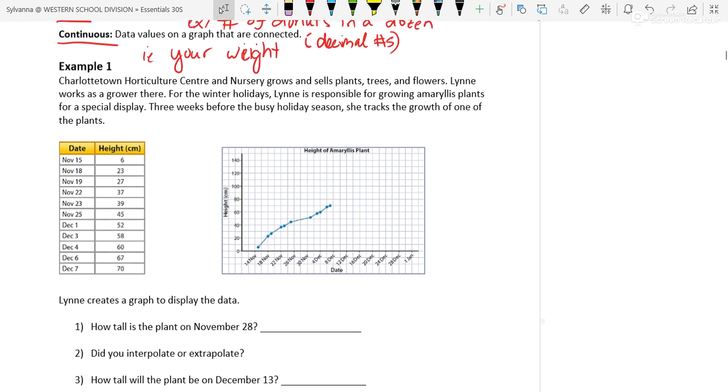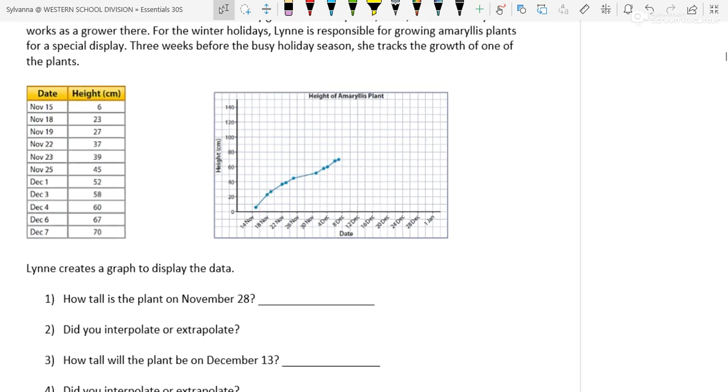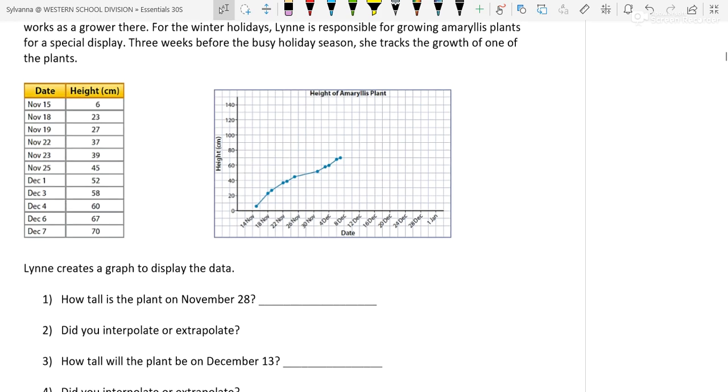Okay, let's look at our first example here. There's a nursery that grows and sells plants, trees, and flowers, and Lynn works as a grower there. For the winter holidays, Lynn is responsible for growing plants for a special display. 3 weeks before the busy holiday season, she tracks the growth on one of the plants. We're given the graph already, and we're also given the data set on the side, the table of values. So now we're going to analyze it.